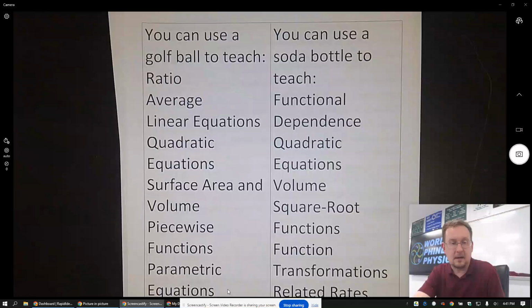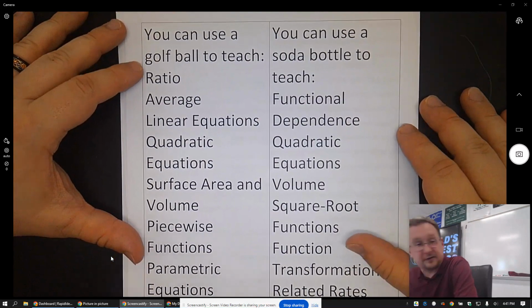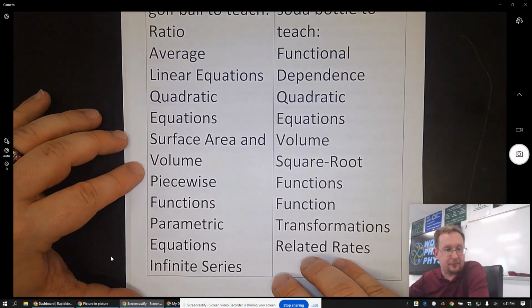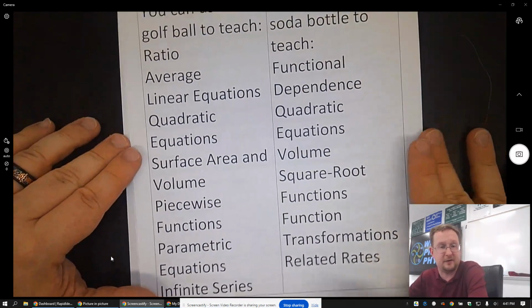Well, if you like this activity, I am wondering if you knew this. You can use things like a golf ball to teach ratio, average, linear equations, things all the way up through geometry, piecewise function, parametric equations, all the way up through infinite series and calculus.